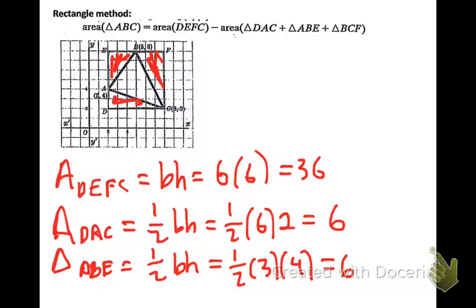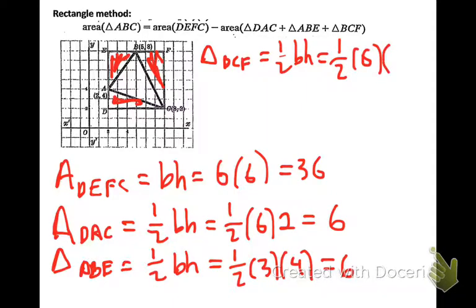And then we have to do triangle BCF. That equals 1/2 base times height, which is equal to 1/2. And then the base, what's my base? Zach? 6. Yeah, 1/2, 6. What would my height be? Lily? 3. So that's going to be equal to 9, right?